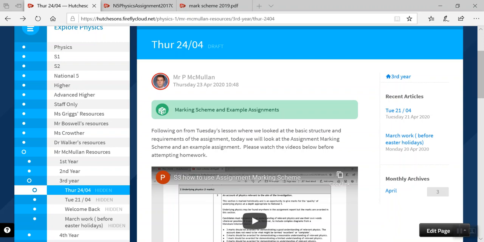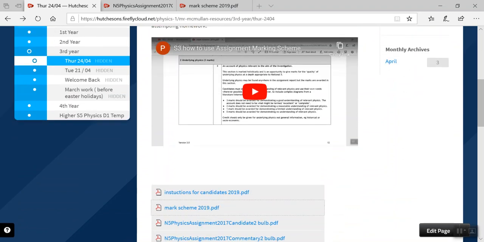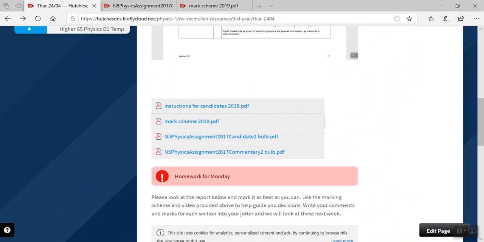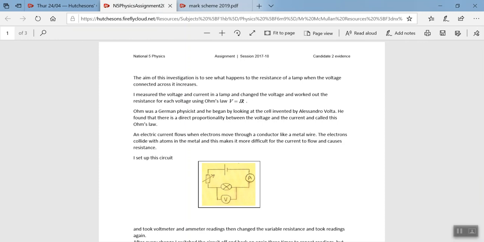So now that we know what a marking scheme looks like, let's have a look at an example assignment and how you would grade that assignment. So you just scroll down and I want you to click on National 5 Physics Assignment Candidate 2, the light bulb. And that will open into a tab for you which shows you somebody else's report.